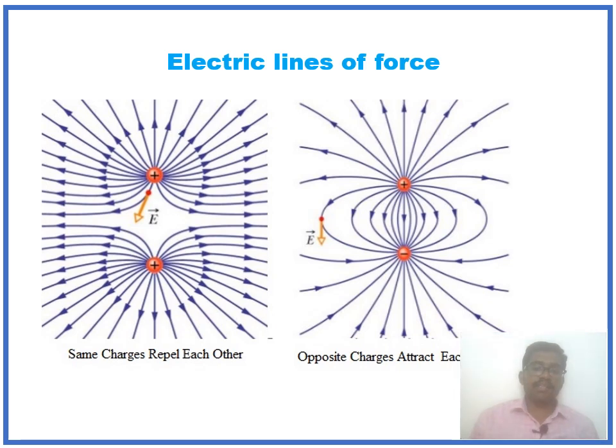Here we can see the electric lines of force between two charged particles. It clearly shows that charged particles of the same kind always repel, whereas charged particles of the opposite kind always attract each other. Also we can see clearly that the lines of force start from a positive charge and end at a negative charge. It also clearly represents that the lines of force do not intersect.